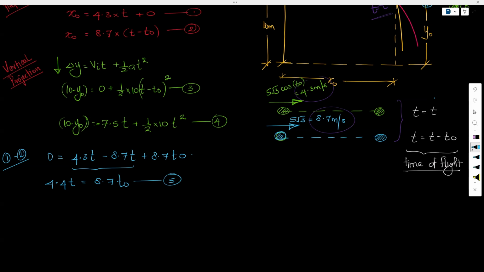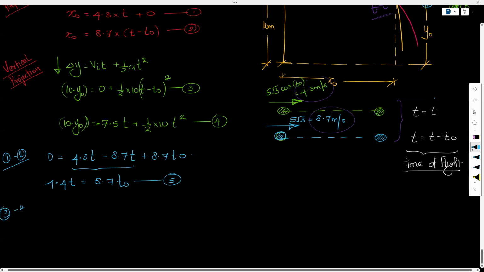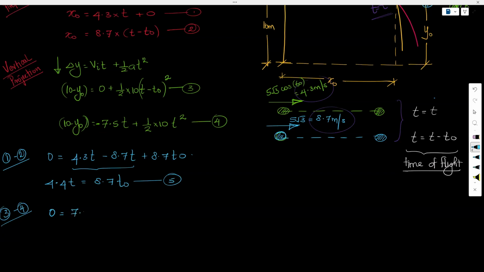So using this relationship, what we can do now, we can subtract the third equation and the fourth equation as well. So I'm going to subtract 3 minus 4. On the left side, I will get 0. On the right side, I will get 7.5t plus half 10 t minus t naught squared minus half.